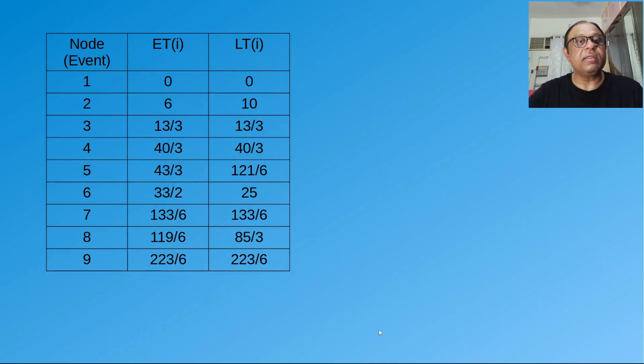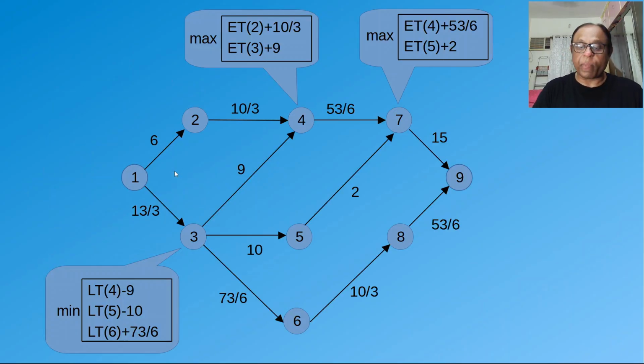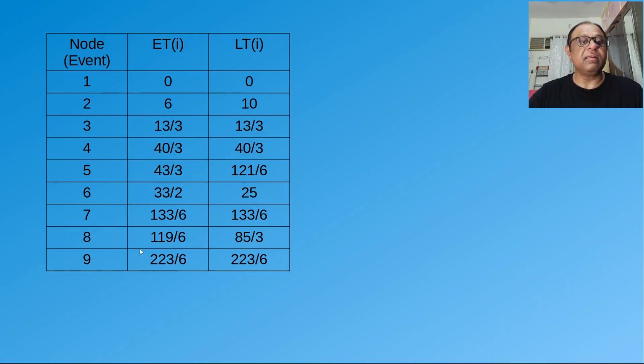Now we have calculated it. After calculation, we finally come to node number 9 this way. I have already shown how we calculate node number 2, node number 3, node number 4, and node 7 I have also discussed. For 4 to 5, if you want to calculate 5, you have to take the early event time of 4 and add the time it takes from 4 to 5. So finally we get 223 by 6, which is roughly 37.2 weeks. So this is the earliest time we can complete our entire project.